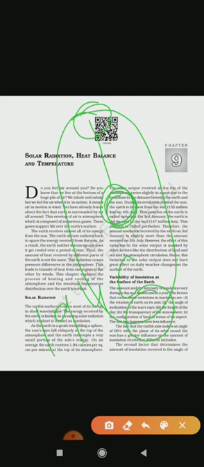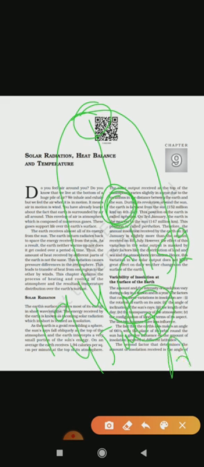The farthest distance is 152 million kilometers on 4th July. This position is called aphelion. What is it called? It is called aphelion.